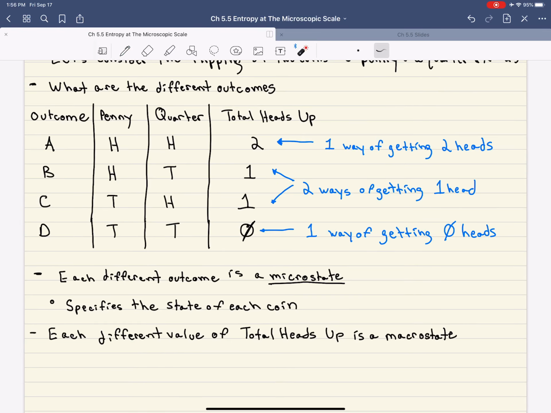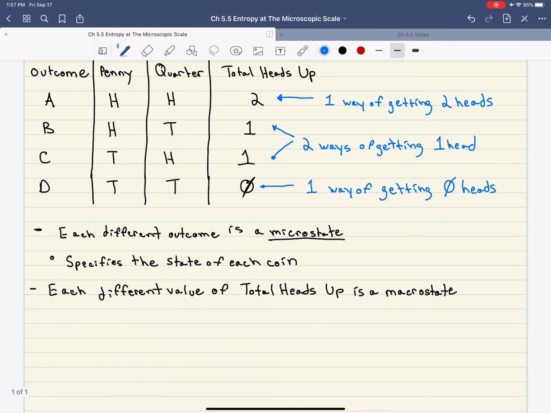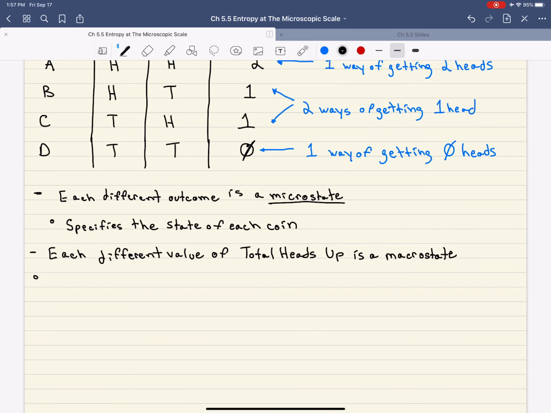Alright, and so for this system of 2 coins, a penny and a quarter, if we were just looking at how many coins were face up, the macrostate in which 2 coins were face up, there's only one way of getting it. The macrostate of 0 coins being face up, there's only one way of getting it. And the macrostate of getting 1 coin face up, either the penny or the quarter, there's 2 ways of getting it. Okay? And so 2, 1, and 0 are the different macrostates for the system.